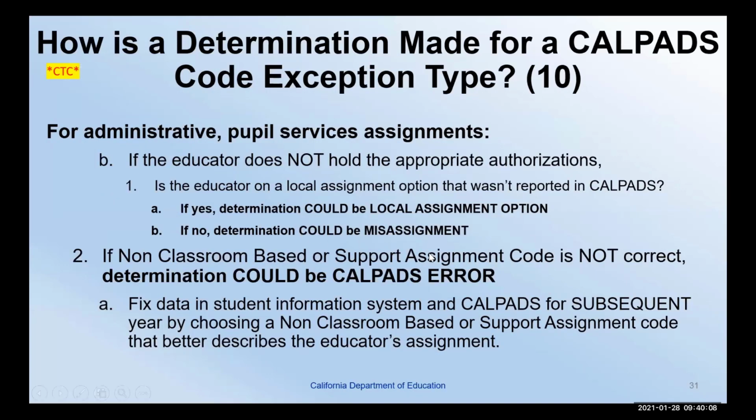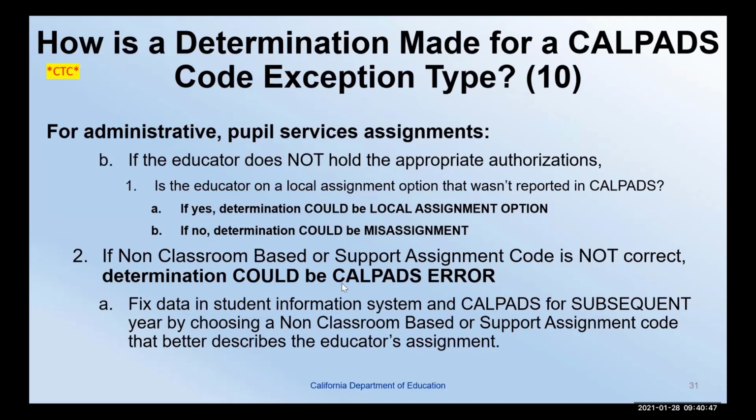Now, if the educator in the administrative or pupil services assignment did not hold the appropriate authorizations, the next question could be, was the educator assigned based on a local assignment option that was not reported in CalPADS? If so, then the local assignment option determination could be appropriate. Otherwise, it could be a misassignment. Remember what Erin just covered: local assignment options have many requirements to consider, and they need to be in place prior to the start of the assignment.